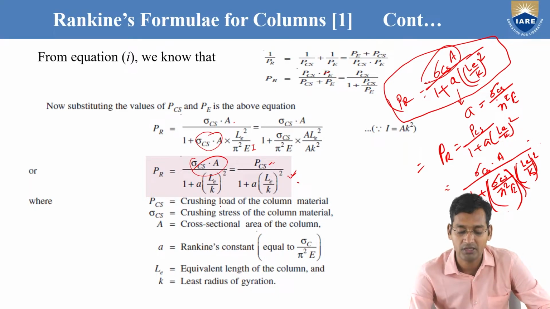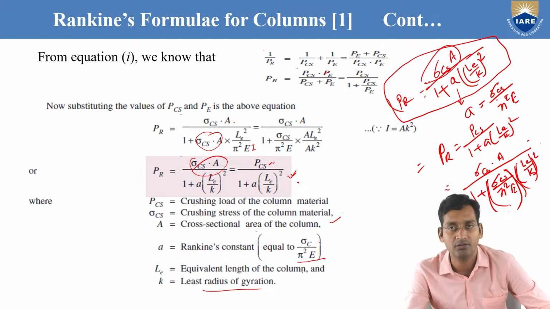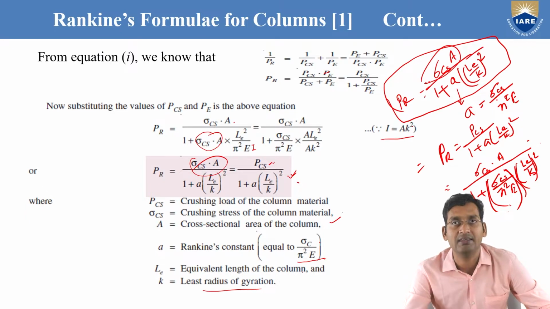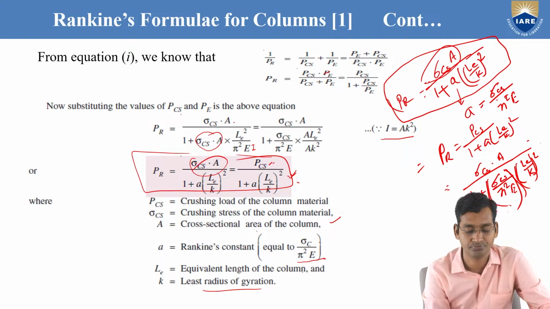That Rankine load, or crippling load, is given by the Rankine formula. Right. So PCS is what? Crushing load of the column material. Sigma Cs, crushing stress of the column material. A is cross sectional area of the column. A, the Rankine constant, which equals sigma C by pi square, this value. L is equivalent length of the column, and K is the least radius of gyration, right? So that least gyration is given here, that moment of inertia I as A K square. So this is the Rankine formula.